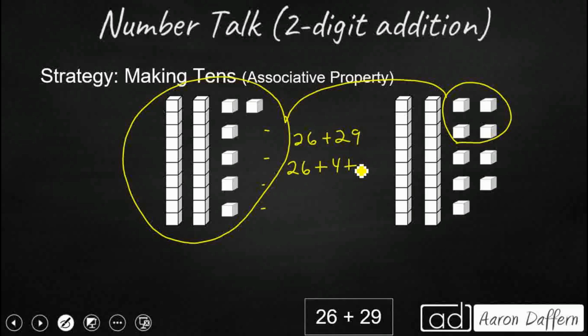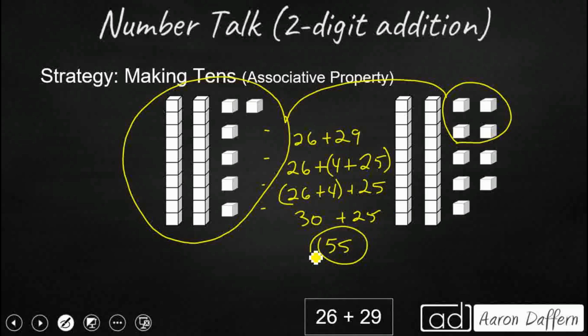So 26 plus 29, I'm going to take that 29 and break it up into a 4, and then whatever's left over, which happens to be 25. So 29 is just 4 plus 25. But I'm going to use that same associative property, and I'm going to add my 26 and 4 first to get a 10, so that's 30. And then if I add up that 25 after that, well, 30 and 25, that's a little bit bigger, but there's no regrouping involved. And that's why we make 10, so we can get rid of that regrouping. So our answer is 55 again.